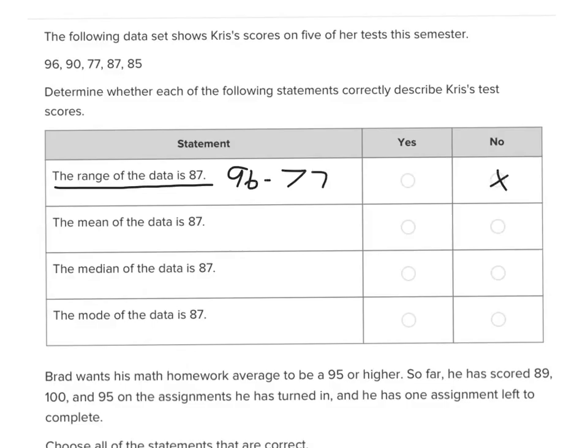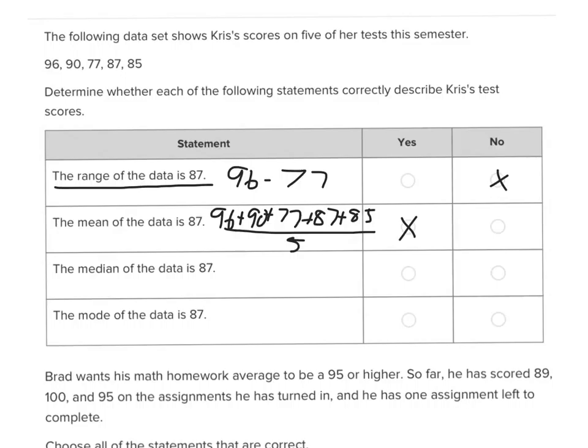No. The mean is 87. So we need to find the sum and divide by 5. So 96 plus 90 plus 77 plus 87 plus 85 and divide by 5. That does equal 87 when you add them up and divide by 5, so the answer is yes.